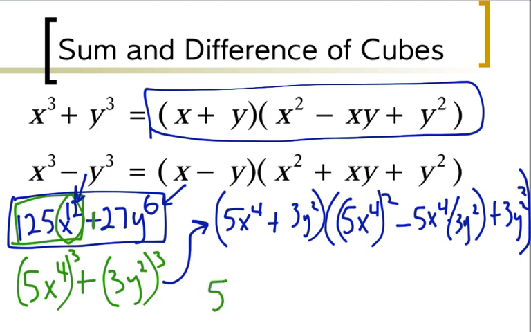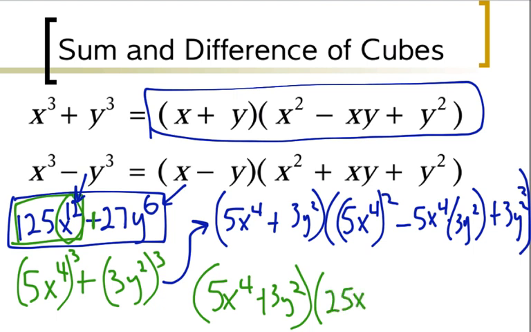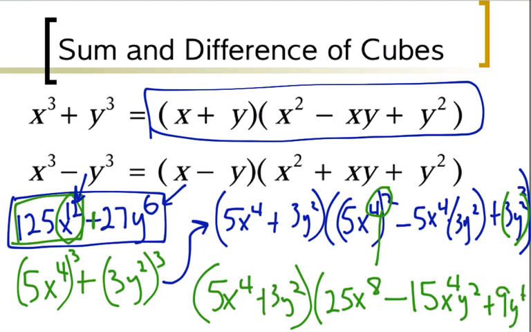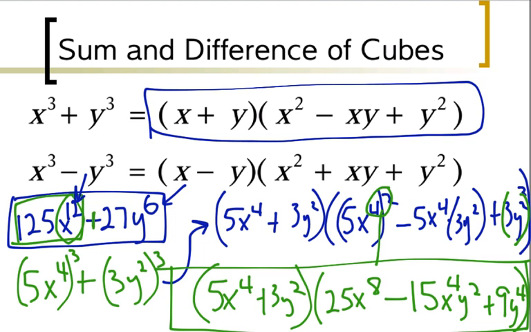So the answer is going to be 5x to the 4th plus 3y squared times 5x to the 4th squared, which is going to turn out to be 25x to the 8th, because what you do with the 4 and the 2 is you multiply them to get the 8, minus, I multiply the 5 times the 3 to get 15, and then just x to the 4th y squared, and finally I write plus, oh sorry, I should have written that in parentheses at the beginning, 3y squared squared, which turns into 9y to the 4th. And that's your final, disgustingly high exponent of an answer.